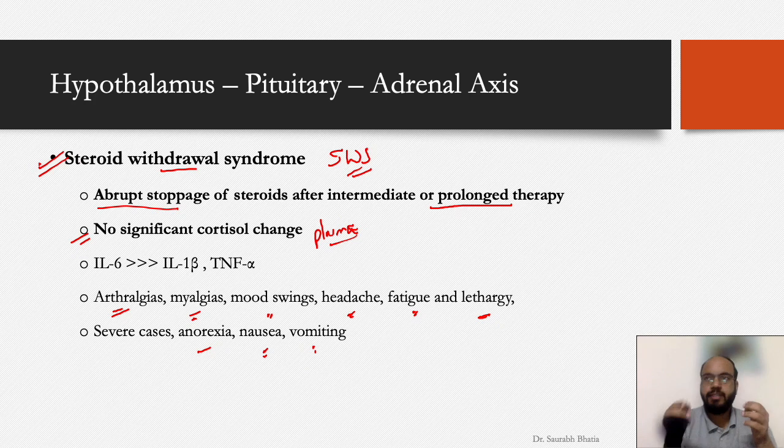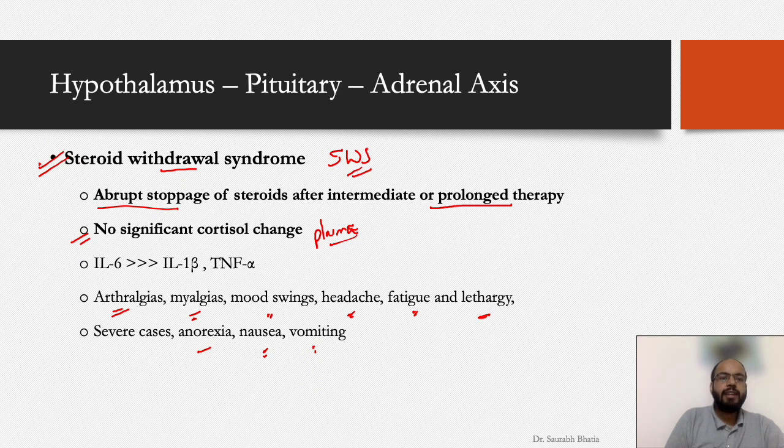If you stop steroids, your patient will say, "I don't feel good now. I feel very tired. I'm not able to do my routine work. Please give me more steroids." So you have to make sure that the patient is not in steroid withdrawal syndrome, and you might have to give a little amount of steroids till the adrenal glands and the HPA axis revert back to normal.